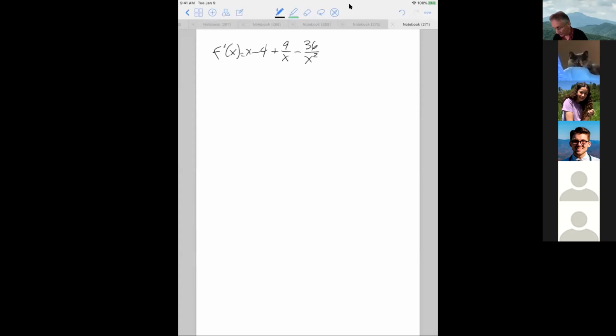If you multiply through by the common denominator, remember what we're doing is we've got the derivative, and we're going to set this equal to 0, okay? We're setting it equal to 0 to find the critical numbers. Where is this equal to 0?